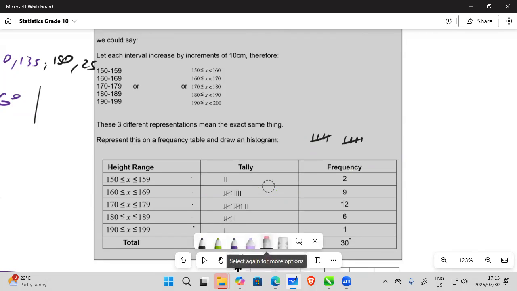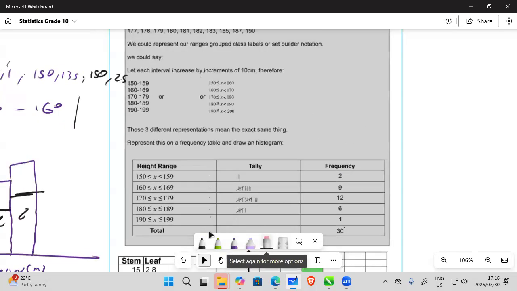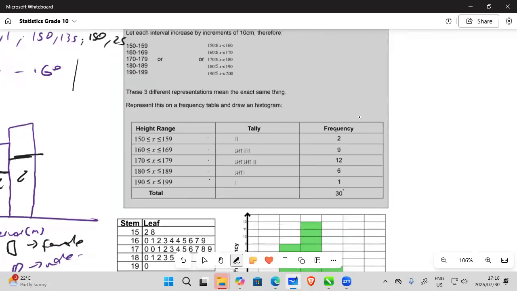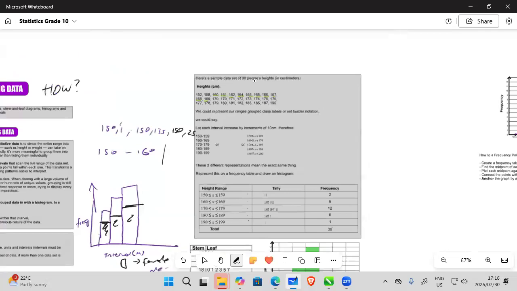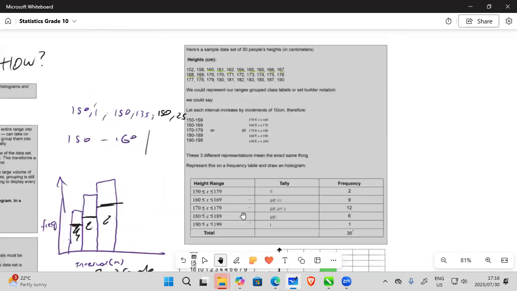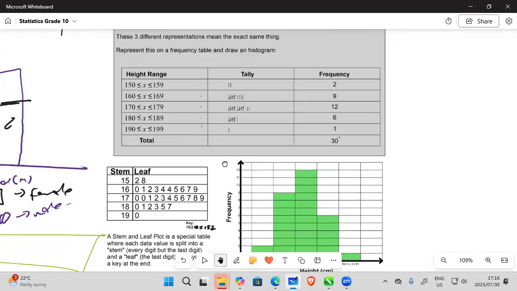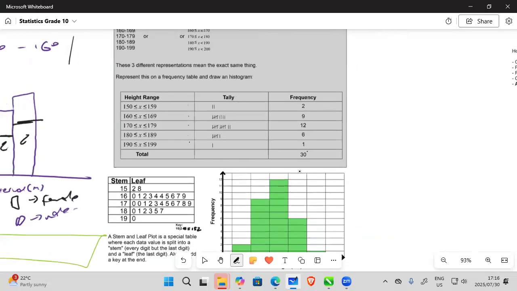Again, you do the exact same thing for all of the other intervals. When you do that for all of it, if you add it up, it should give you the total number that you started off with. Should give you 30. Can you see that, guys? Because it has to cover the entire data set. All of these intervals have to cover the entire data set. Right, that's one way of organizing it. What's the second way? Let's use a stem and leaf plot.